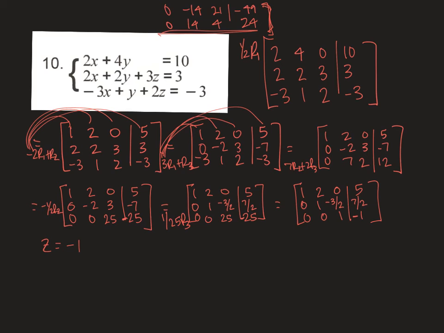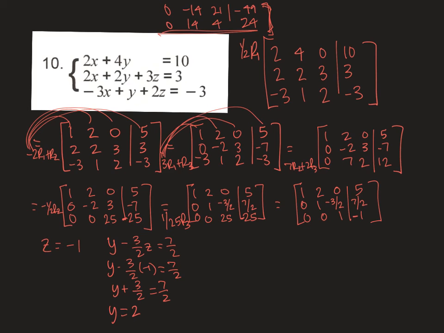When I go to that second row, 0x plus 1y minus 3 over 2z equals 7 over 2. So I'm going to plug in a negative 1 for z. So negative 3/2 times negative 1 is going to give me a positive 3/2. When I subtract that 3/2 from 7/2, it's going to give me 4/2, which is 2.